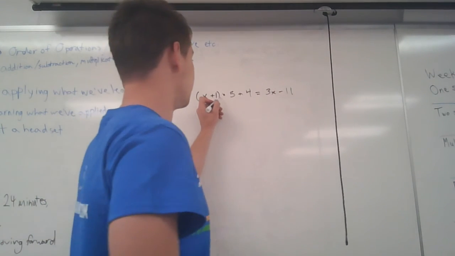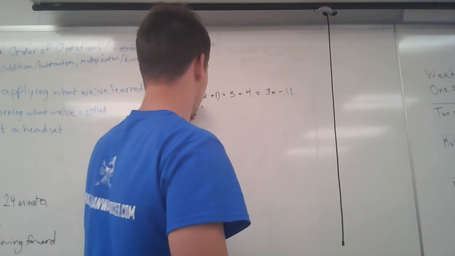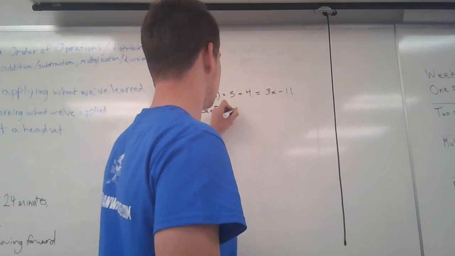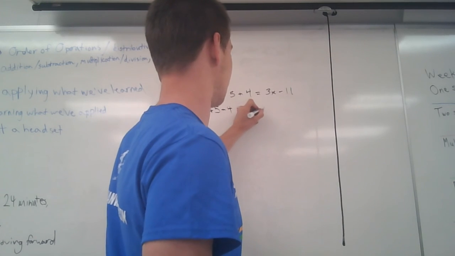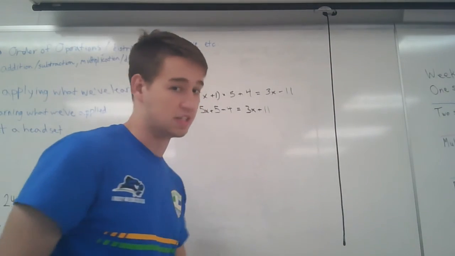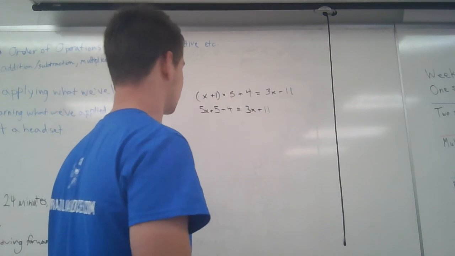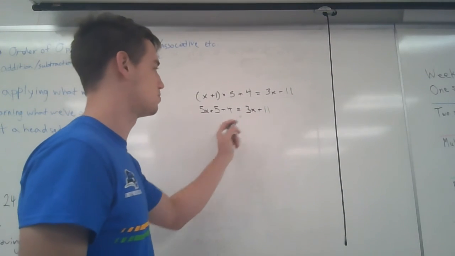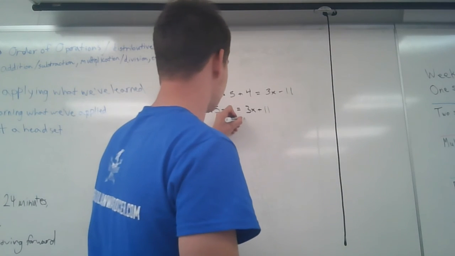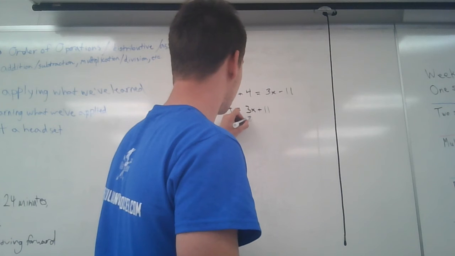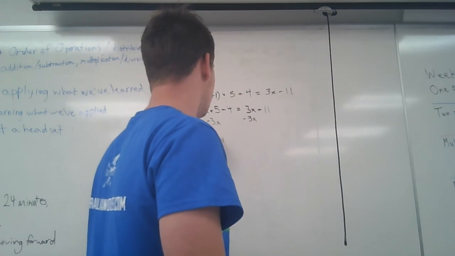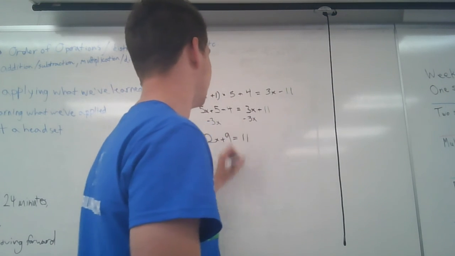Now the first thing we're going to do is use the distributive property to get 5x plus 5 plus 4 equals 3x plus 11. But now what do we have? We have x's on both sides and we need them on one side. So we're going to subtract the one with the smaller coefficient from both sides. So now we get minus 3x and minus 3x over here. So we get 2x plus 9 equals 11.